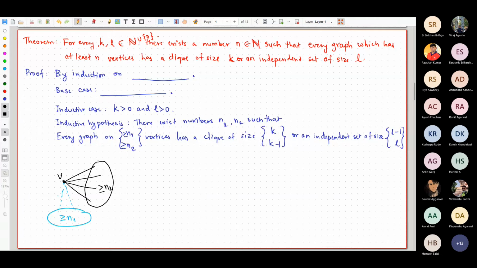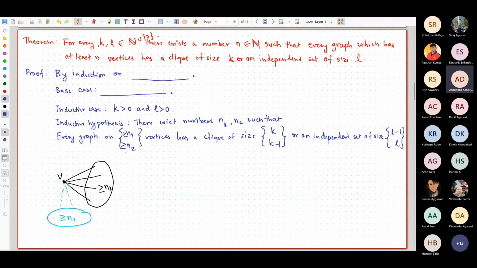I'm not going to write the complete proof. I just gave you the idea, so let us write it partially. Now what n should I choose as a function of n1 and n2? Anybody except Ramanuj. Aniruddha, yes.